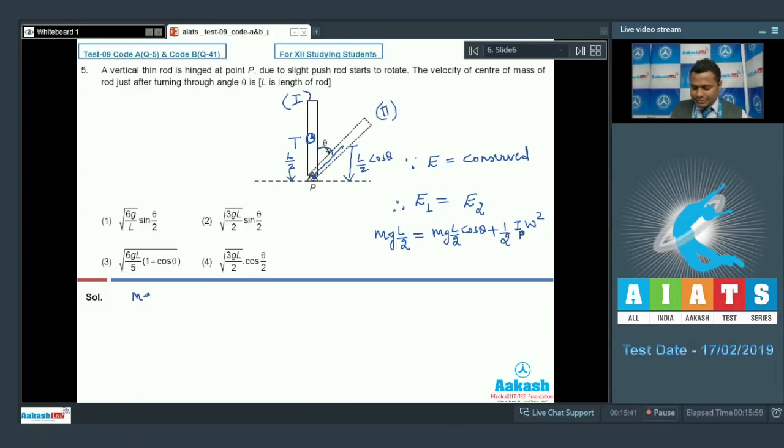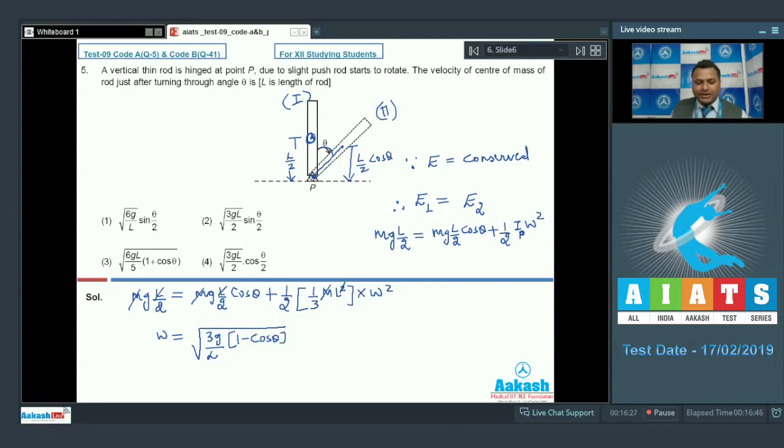Now we can solve the expression. mgL by 2 equals mgL by 2 cos of theta plus half of the moment of inertia of a rod about one of its end, which is given by 1 by 3 mL square, where L is the length of rod, multiplied by its angular speed square. Masses will cancel out, length cancels out. So ultimately if we solve for omega, we will get the value of omega as under root 3 times g divided by L of 1 minus cos of theta.